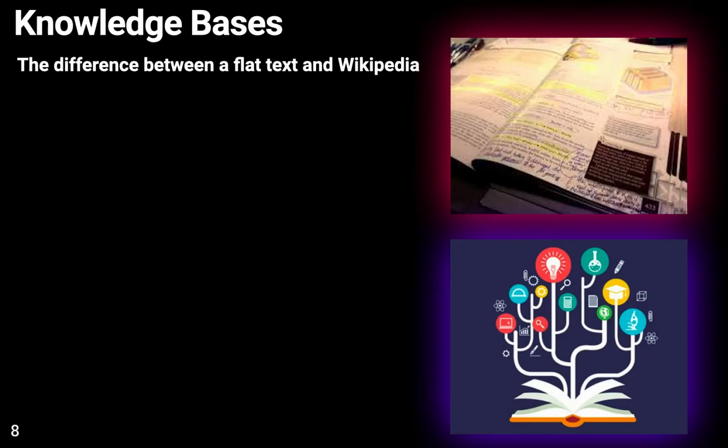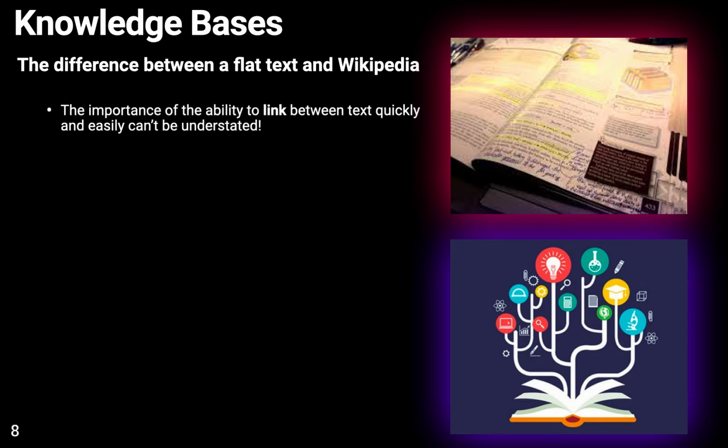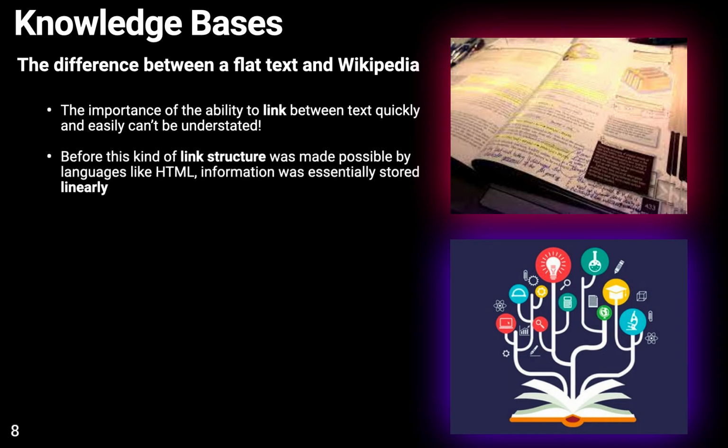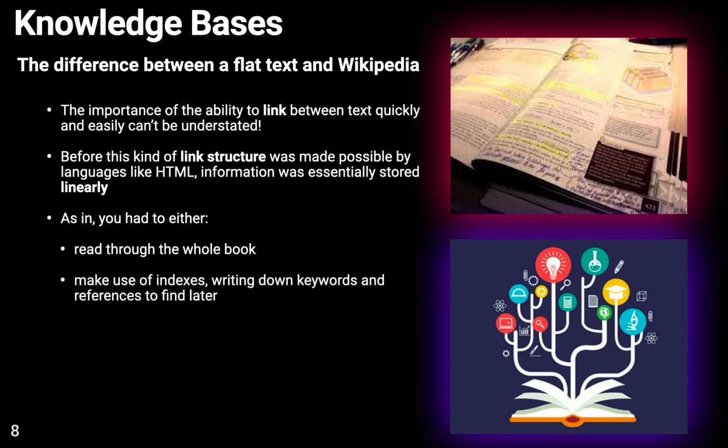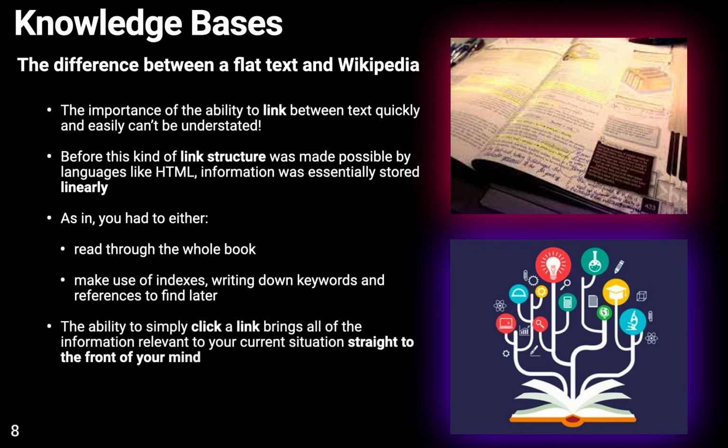So, quick discussion of just what do I mean when I say knowledge base? Well, this is the difference between a flat text encyclopedia and Wikipedia, right? So, it really can't be understated how important it is that you are able in the hypertext world to link quickly between documents. Before this kind of link structure was possible, information was just stored linearly, as in you had to either read through the whole book to find the information you're looking for, or know how to navigate and make use of the indexes, writing down the keywords and the references to find later, right?